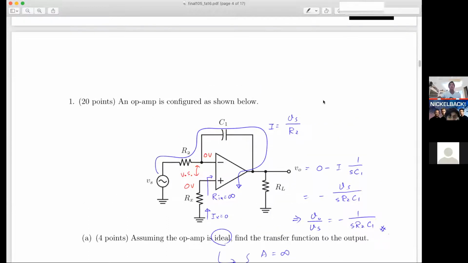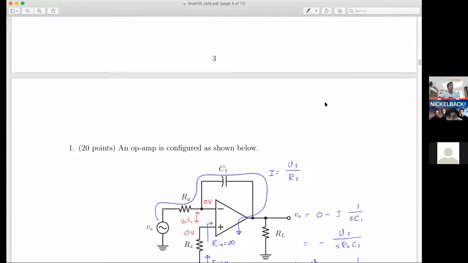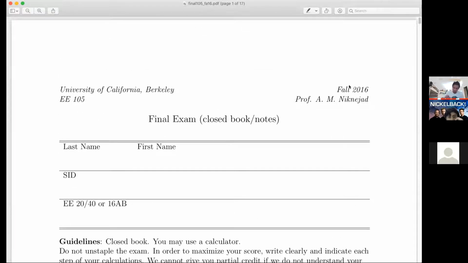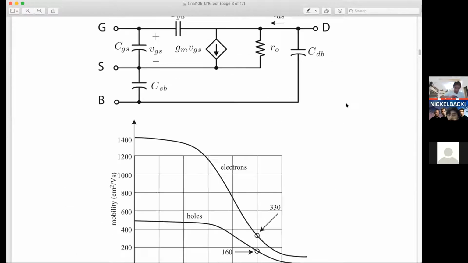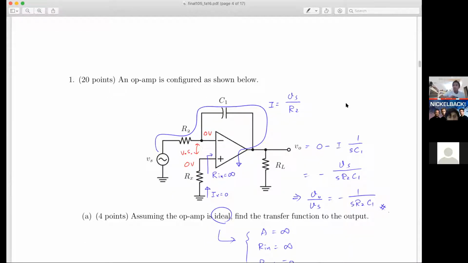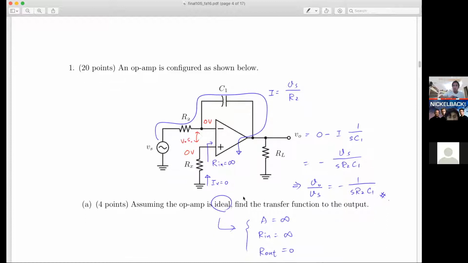Okay. So we're going over the 2016, sorry? Yeah, so right now is the final exam for 2016. First, I will go through problem number 1. It's an op-amp problem and it should be very simple. The first part is assuming the op-amp is ideal.